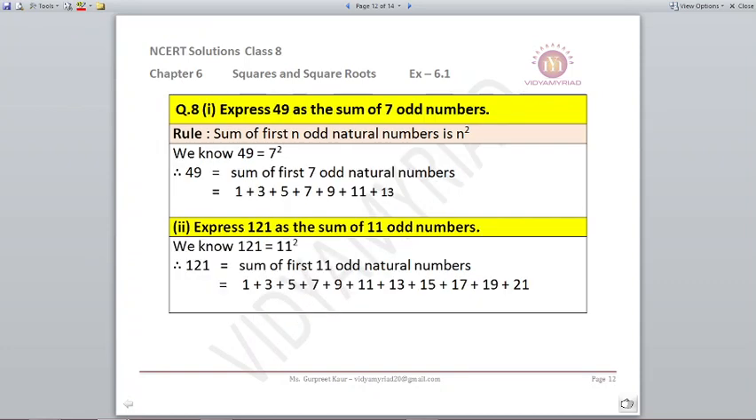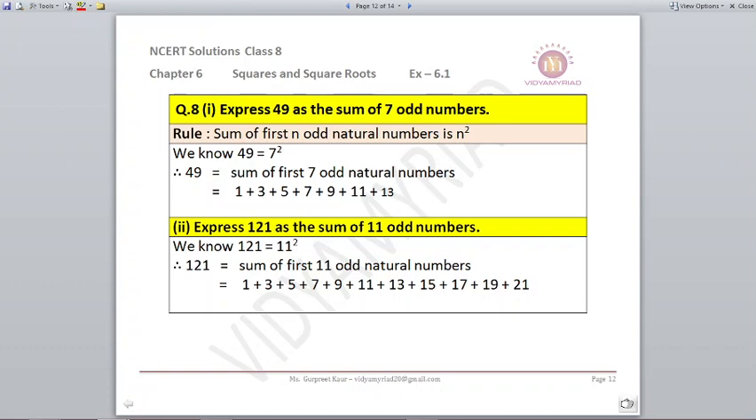Express 49 as a sum of 7 odd numbers. We know the odd numbers should be consecutive. So we will just find the odd numbers. We will always start from 1. So 1 plus 3 plus 5 plus 7 plus 9 plus 11 plus 13. So till 13 they are 7 odd numbers, and when you add them together to find the sum, you will reach 49.